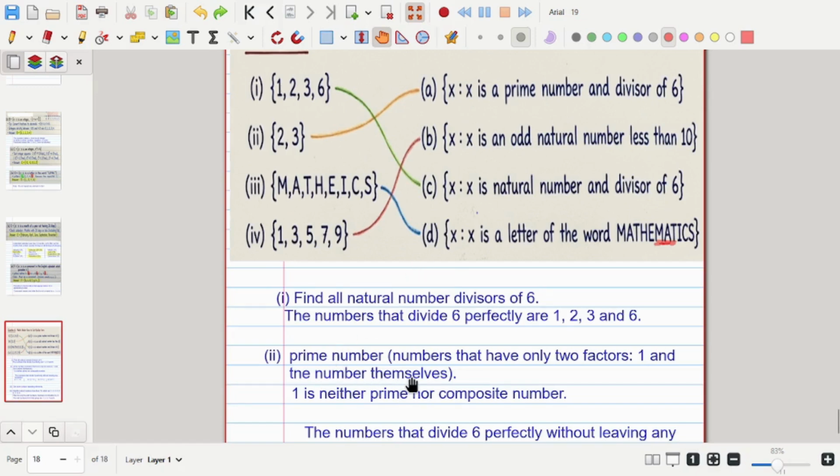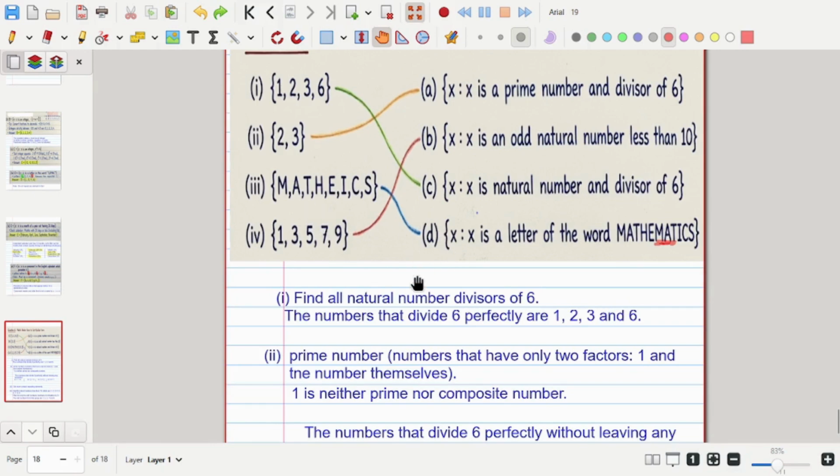Prime numbers means the numbers that have only the two factors, 1 and the number itself. 1 is neither a prime number nor a composite number. So the 2 has only the two factors, 1 and the 2 itself. So it is a prime number. 3 is also a prime number because it has two factors, 1 and the 3, the number itself, and they both are the divisors of the 6. Therefore, the set 2, 3 can be written as set of all x such that x is a prime number and divisor of 6.